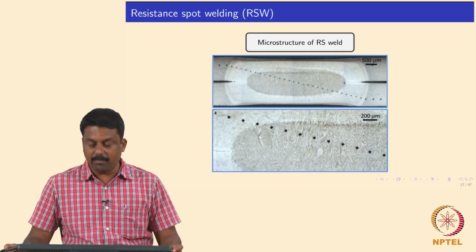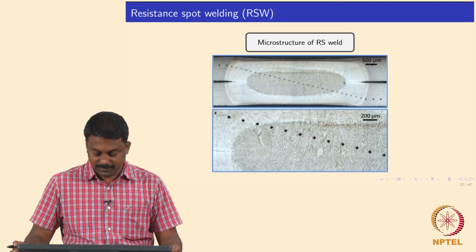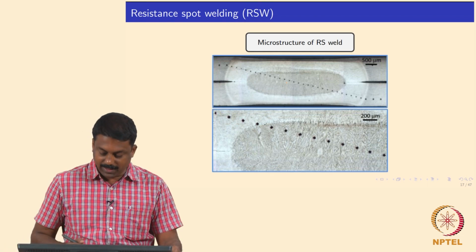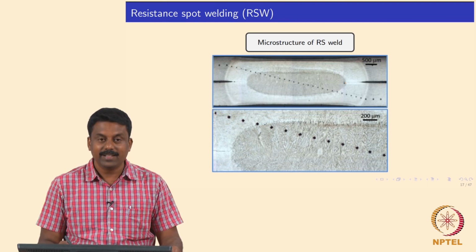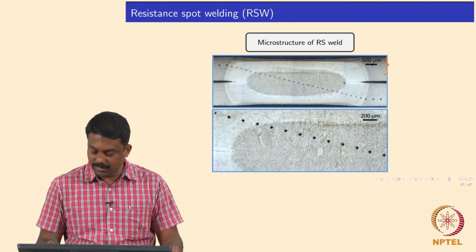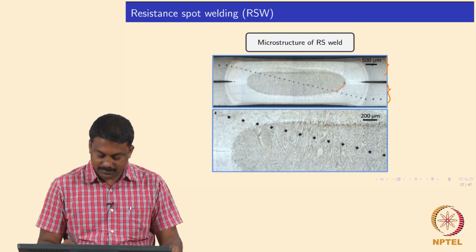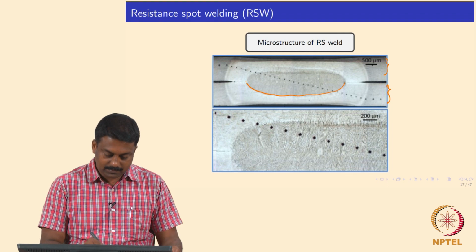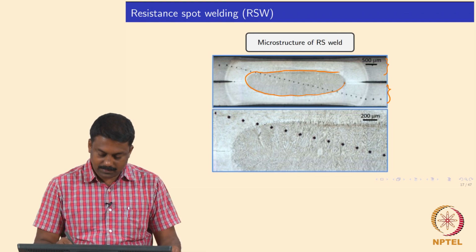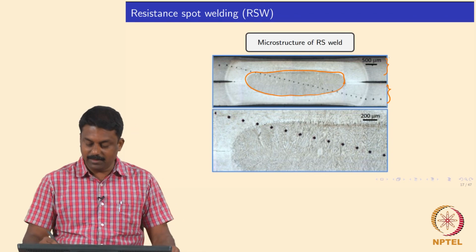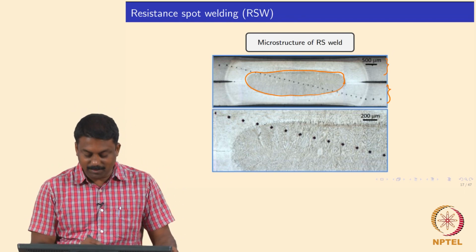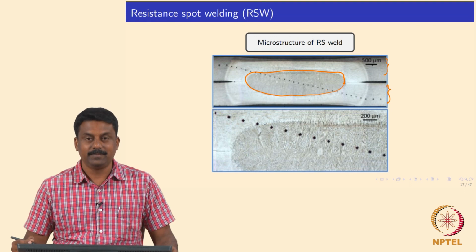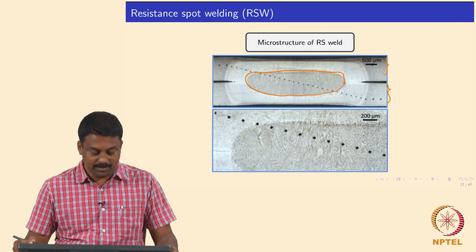So this is a typical microstructure of a resistance spot weld. Whatever I explained, this is the cross section. You see that notch? Can you see that? This is the top and this is the bottom plate, and I have a beautiful weld nugget. Again this is 1.2 mm. The weld nugget is typically about 4 mm in diameter. The cross section.